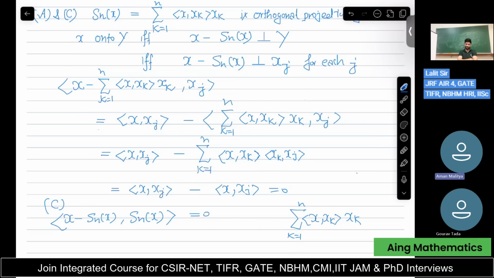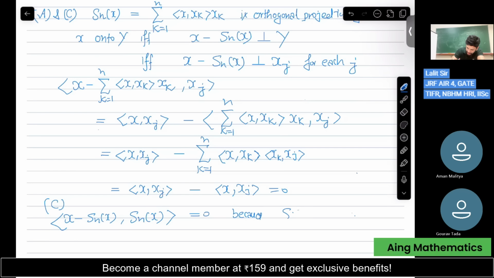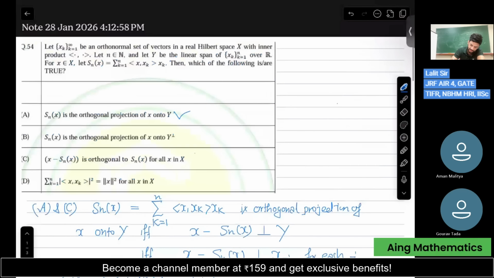Yes sir, this is a linear combination of the xk, so it belongs to the span of the xk. Correct. The span of the xk is y, so it is perpendicular to y. This vector is orthogonal to each vector of y, and this vector is also in y. Okay, so this is absolutely true, because Snx is an element of y. So A and C are correct, right?